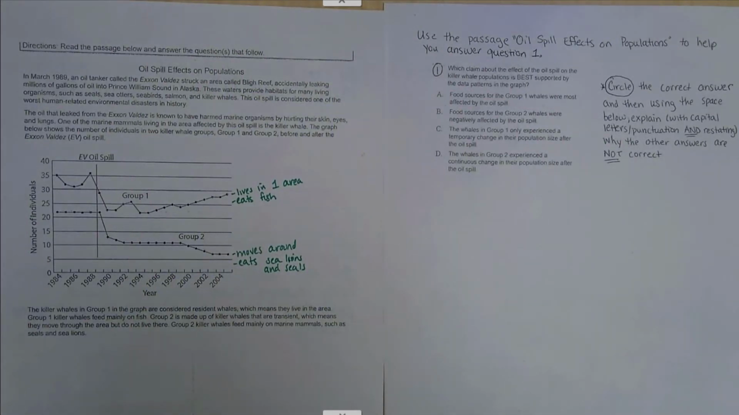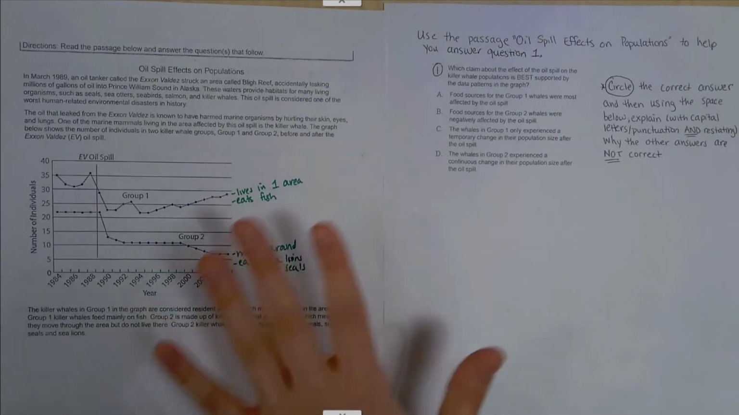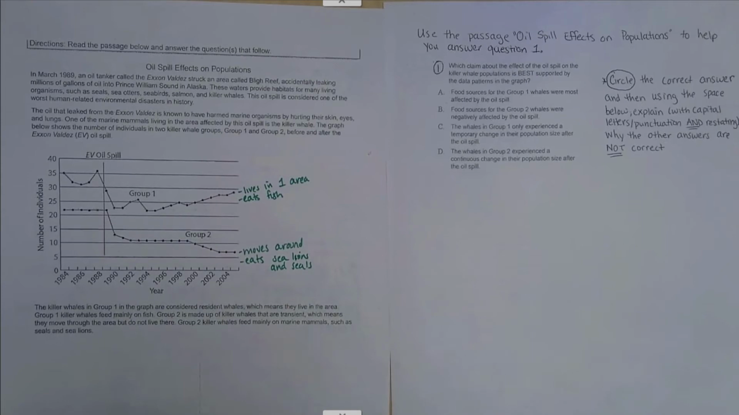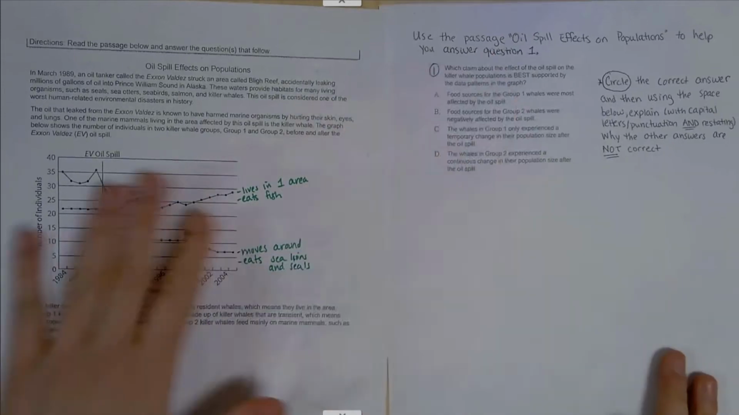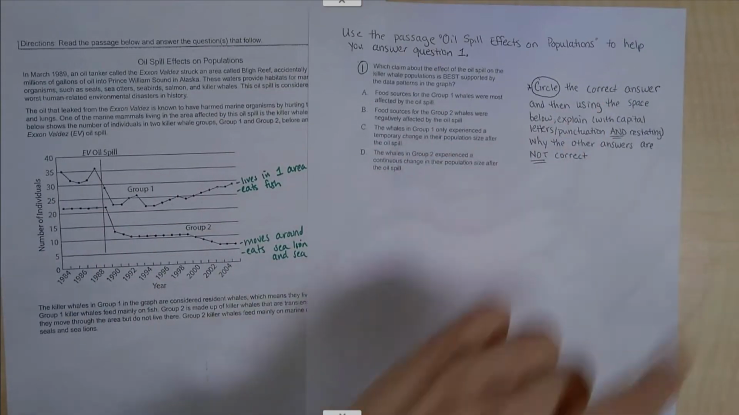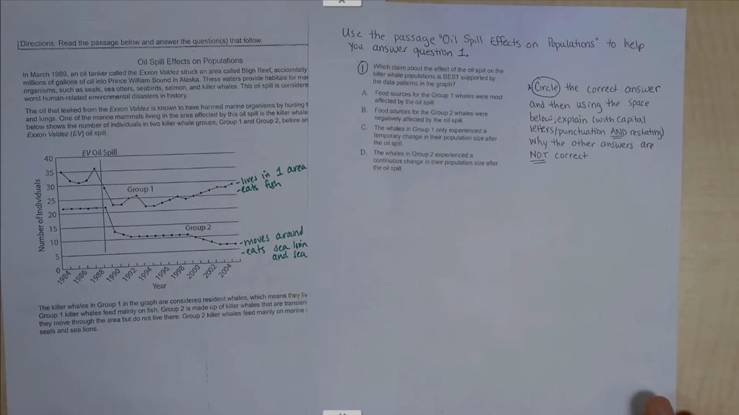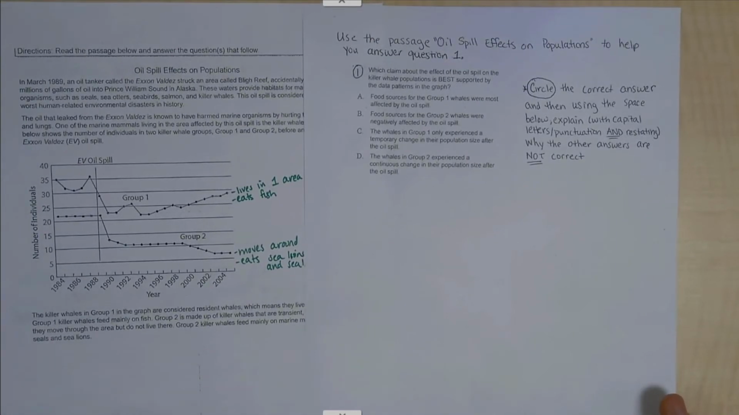If you're watching this, then that means that you already tried these practice problems on your own. So this is just for you to be able to see how you did. So for question 1, it tells us to circle the correct answer using the space below and then explain with capital letters and punctuation and restating why the other answers are not correct.